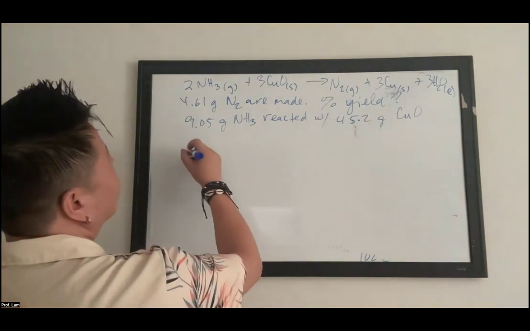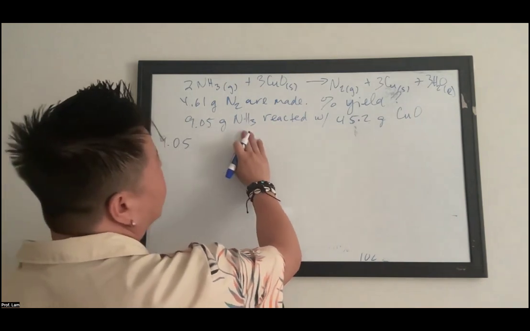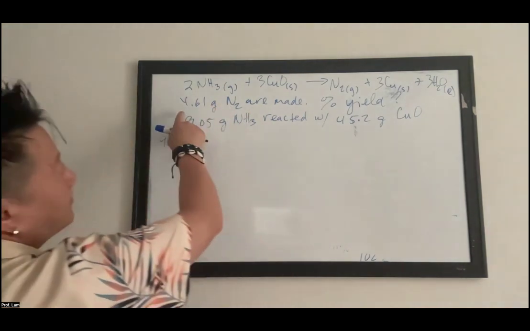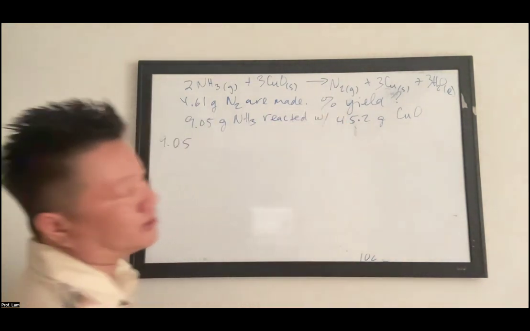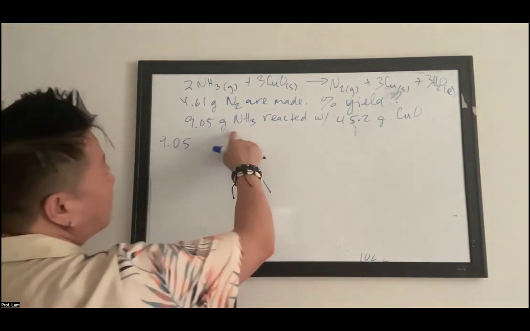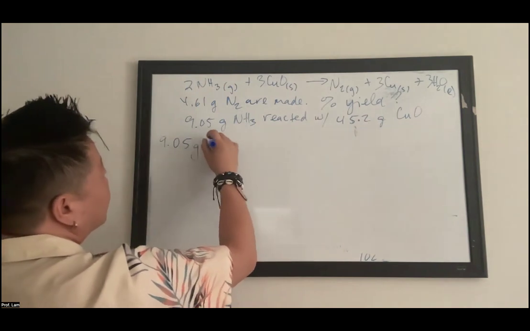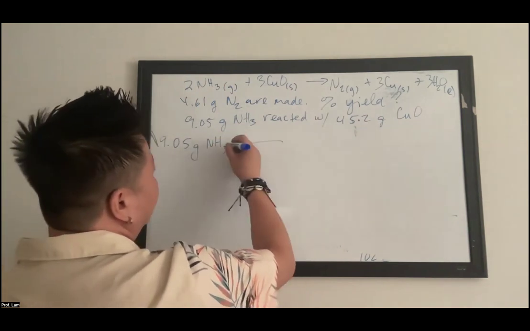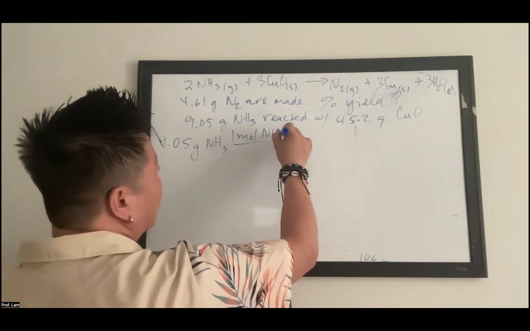All right. First, we need to get from ammonia to N2, right? So remember, it's giving you the actual yield here. So what we need for the percent yield is the theoretical yield. So we need to get the stoichiometry problem. So we need to get from NH3 to N2, okay? So we have grams of NH3 here. All right, use your roadmap. You got to go to moles of NH3.